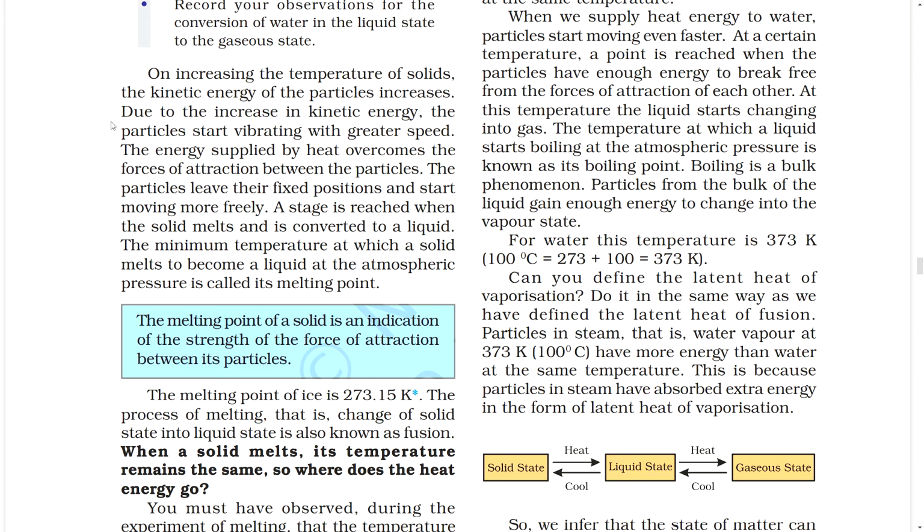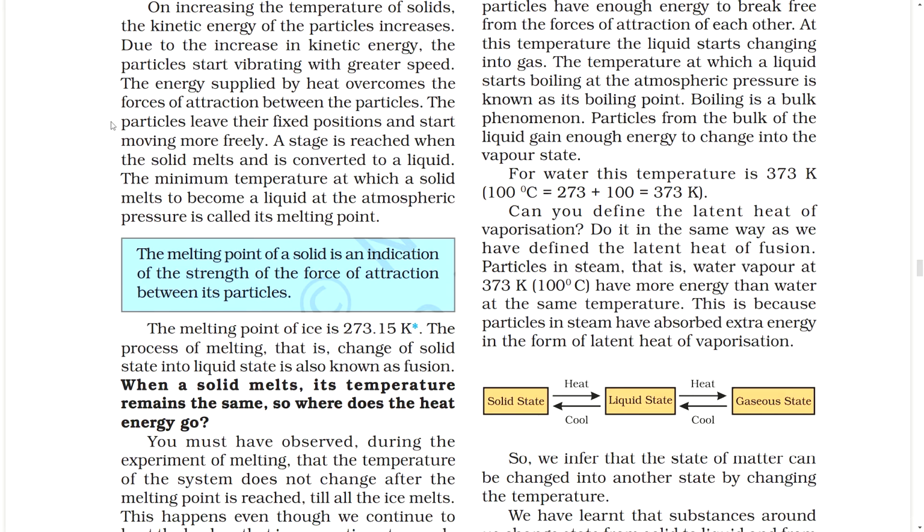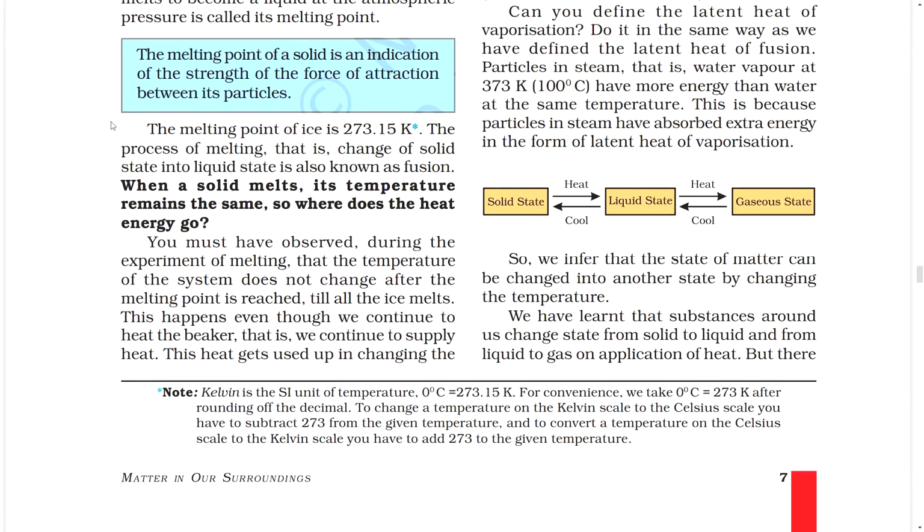Particles in steam, that is water vapor at 373 K, 100 degrees Celsius, have more energy than water at the same temperature. This is because particles in steam have absorbed extra energy in the form of latent heat of vaporization. Solid state, heat, cool, liquid state, heat, cool, gaseous state. So, we infer that the state of matter can be changed into another state by changing the temperature.